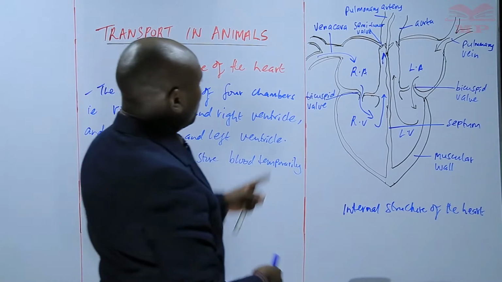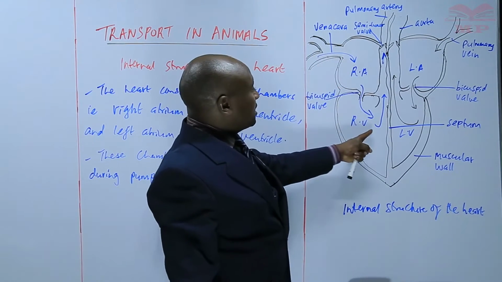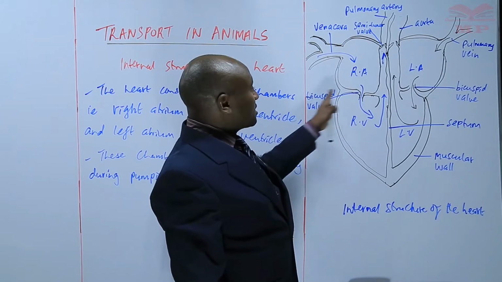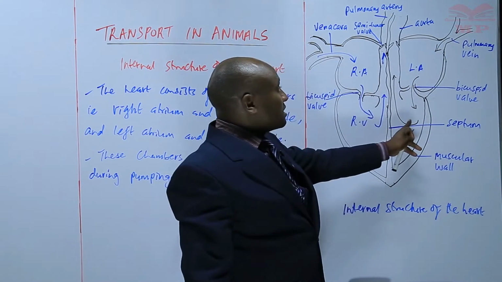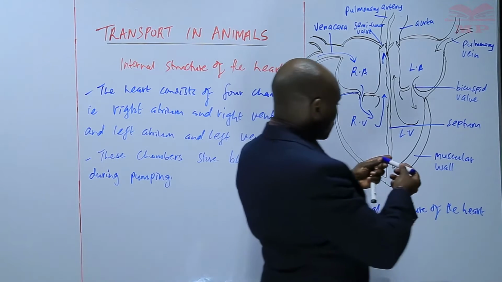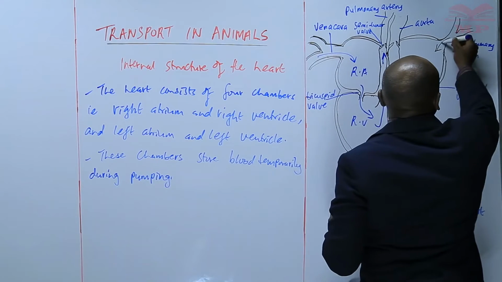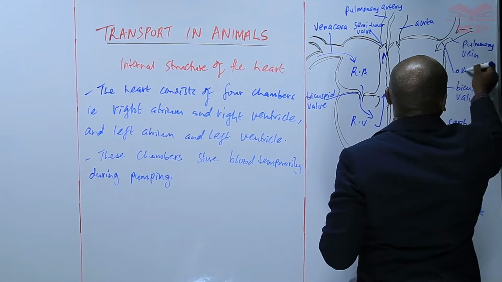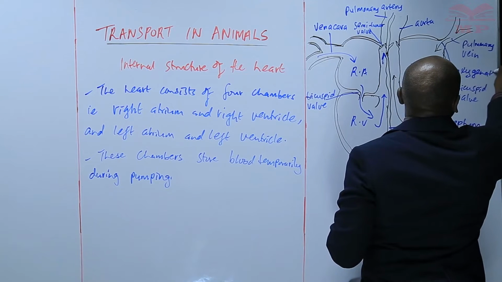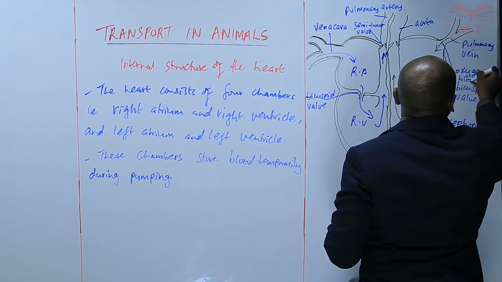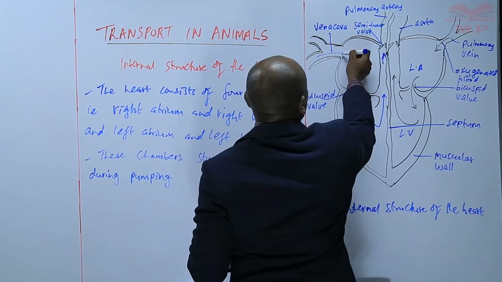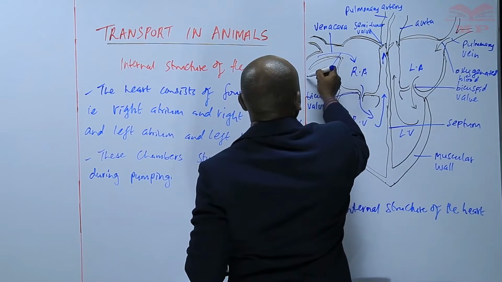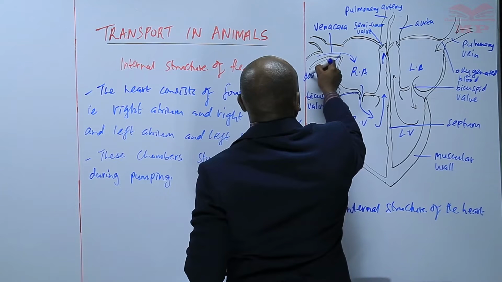The blue arrow shows the deoxygenated blood, which is on the right side of the heart, and the black arrow shows the oxygenated blood. So we can also label that. This arrow shows oxygenated blood, and this other arrow here shows deoxygenated blood.